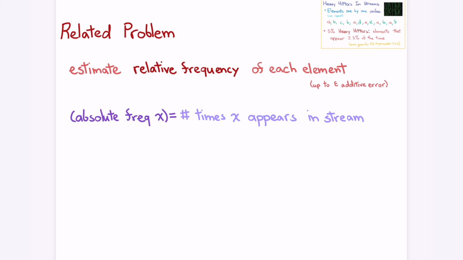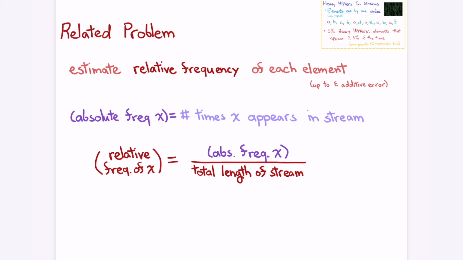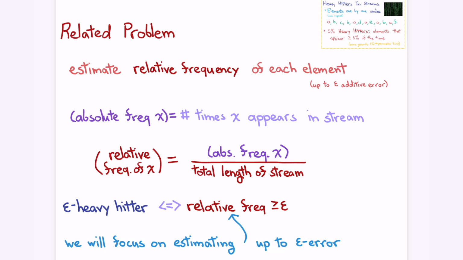So let me define this carefully. The absolute frequency of an element will be exactly the absolute number of times it appears. The relative frequency is the number of times divided by the total length of the stream. So that looks more like a percent. We're going to try to figure out how to estimate the relative frequency up to some fixed error for every single element. Say you want an error of 1%, epsilon is 0.01. Can you maintain for every single number some estimate that's off by at most 0.01?